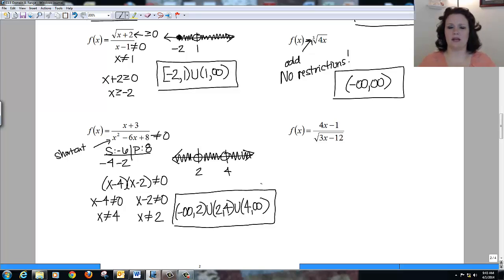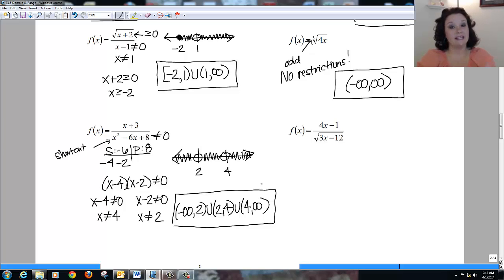And I will go ahead and mention, a lot of people think that when I say the denominator can't equal 0, they take that as x cannot be 0. That's not what I'm saying. What I'm saying is we're finding the values that make the entire denominator 0. So in this case, the numbers that make the denominator 0 were 2 and 4. So those are the only two numbers I have to take out.